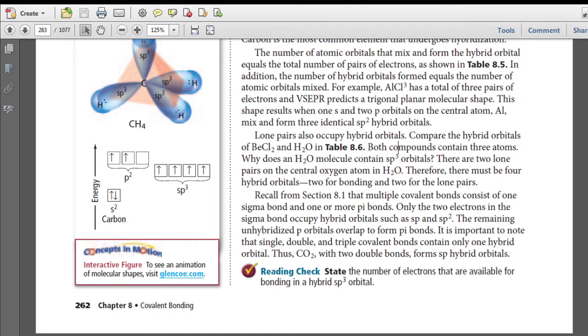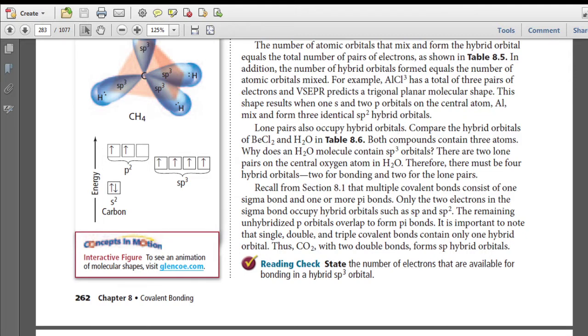Compare the hybrid orbitals of beryllium chloride and dihydrogen monoxide. Both compounds contain 3 atoms. Why do dihydrogen monoxide molecules contain sp3 orbitals? Since there are 2 lone pairs on the central atom, the oxygen in H2O. Therefore, there must be 4 hybrid orbitals, 2 for bonding and 2 for lone pairs.